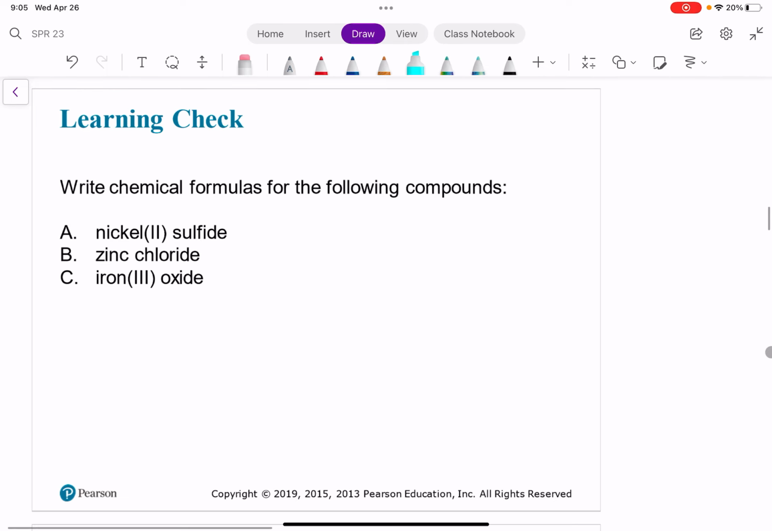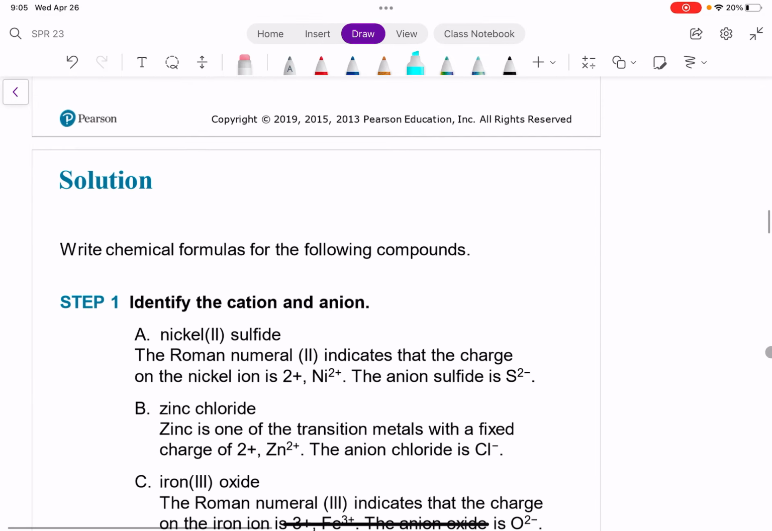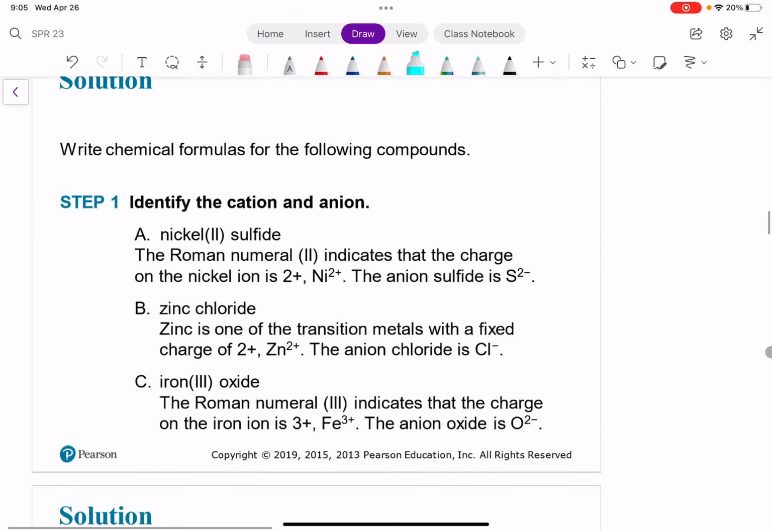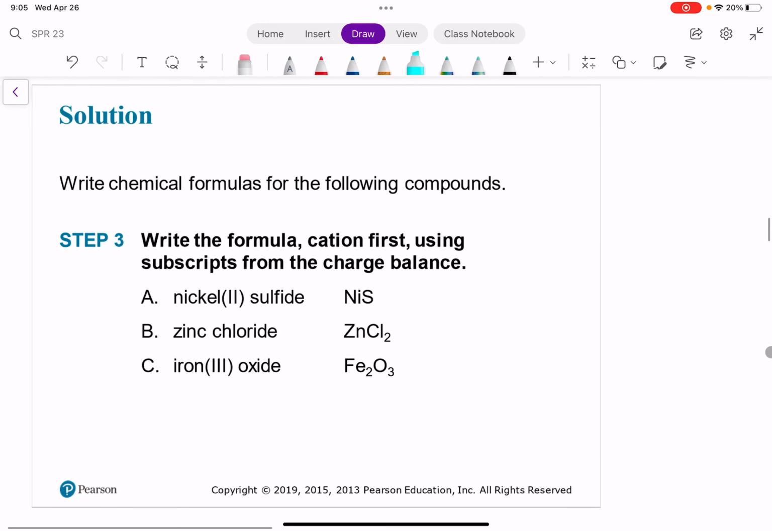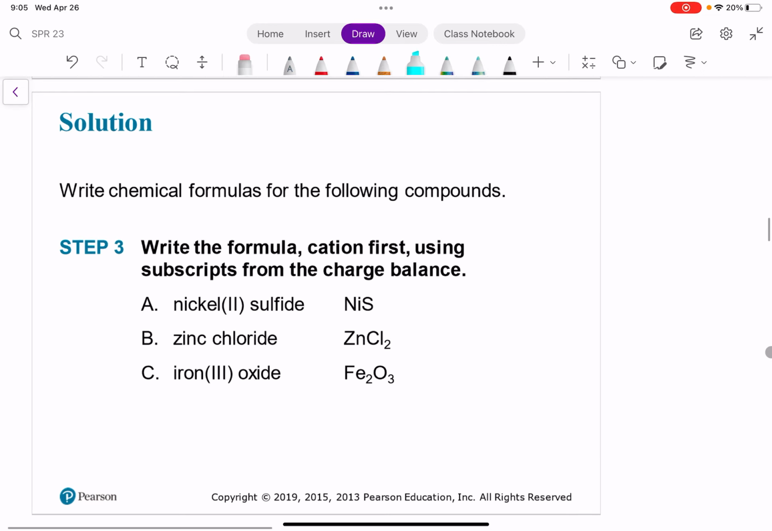You can practice this learning check and I will show you the answer. Let's scroll down to the answer here. So, yep, there's the answer. Check your work. If you didn't get it right, go back, look at your notes, see what you might have done wrong, okay?